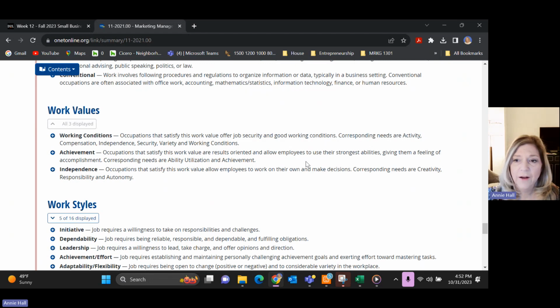They also need to, right here, they need to be creative, responsible, and have autonomy. So these are all things to think about as you're creating that perfect job description that's going to help you find the perfect person to hire, because you're going to get one shot, you're going to get one employee. You don't want to blow it and get the wrong person.